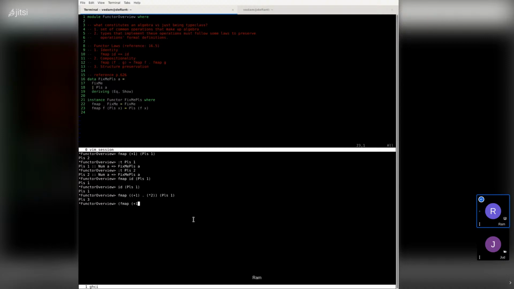We'll do plus one dot fmap 2 1. That works. And remember, for folks who are more accustomed to seeing this, this will also work. Okay. So we've preserved identity, we've preserved compositionality, we've preserved structure. The functor laws are actually all preserved. Therefore, this is actually a valid functor.